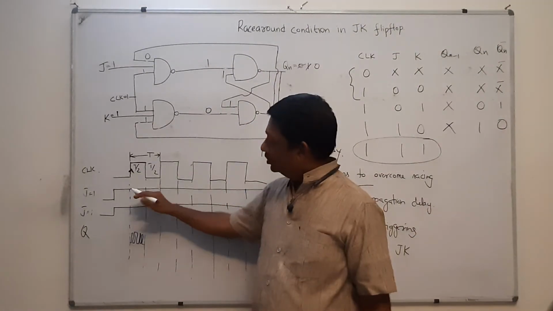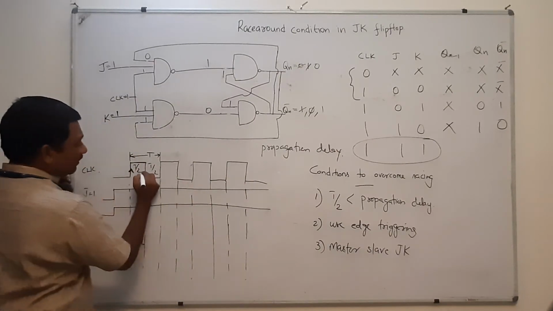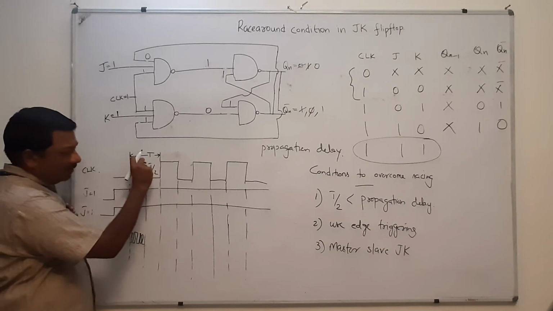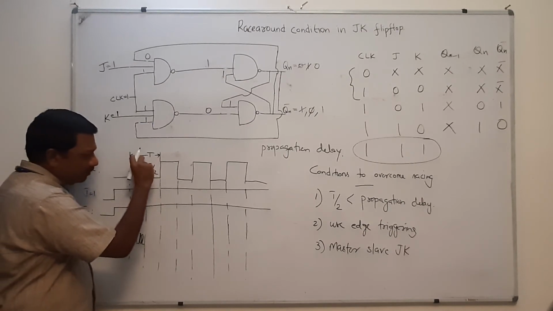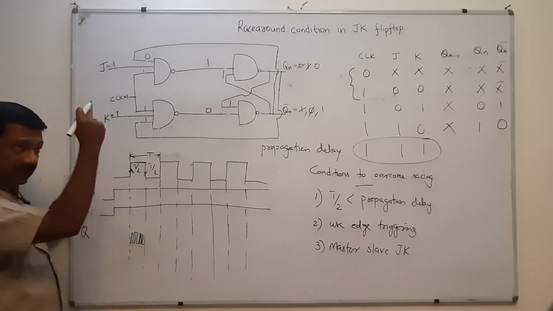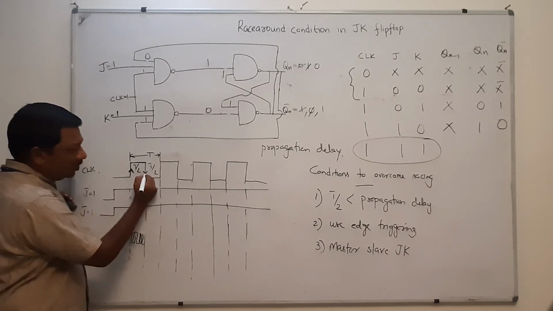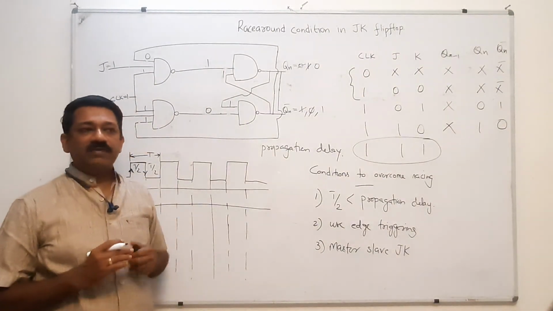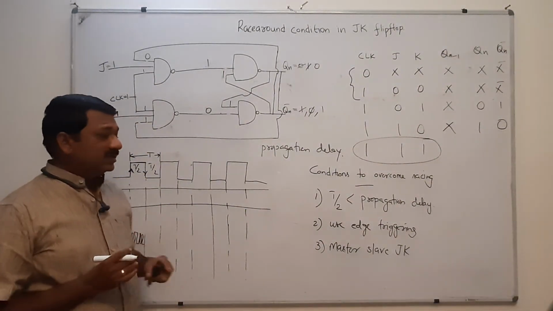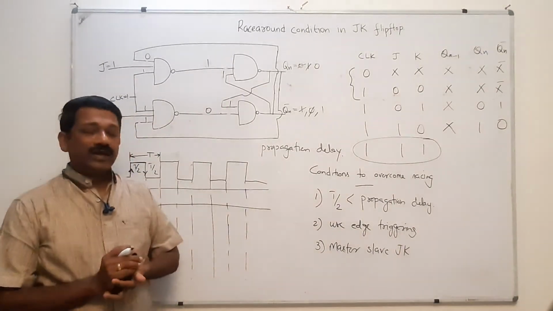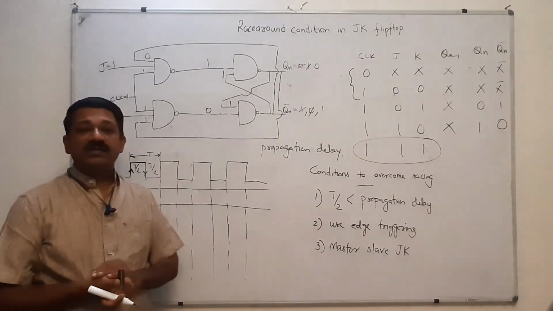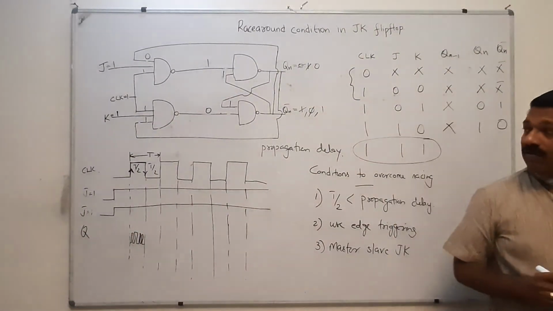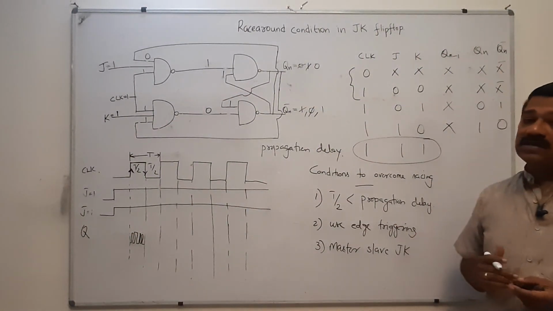If it is negative edge triggering, then from 1 to 0 there is a negative edge, and during this transition only, the output will change. That means if you are using edge triggering, you can overcome this racing. And another one is the master slave JK flip flop. And now we are going to discuss master slave JK.